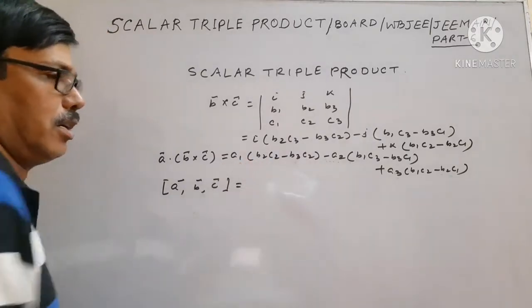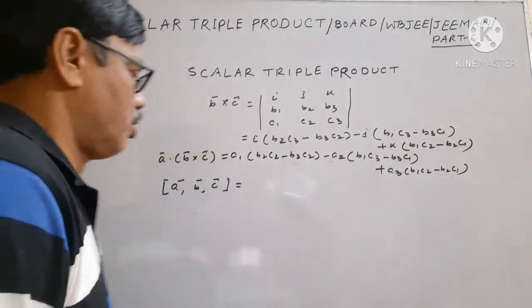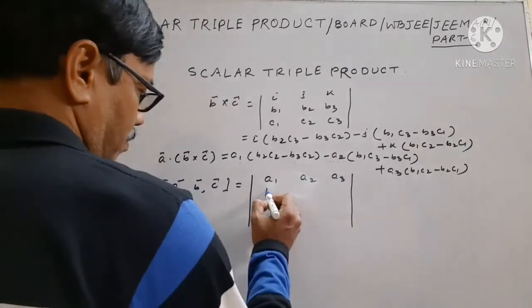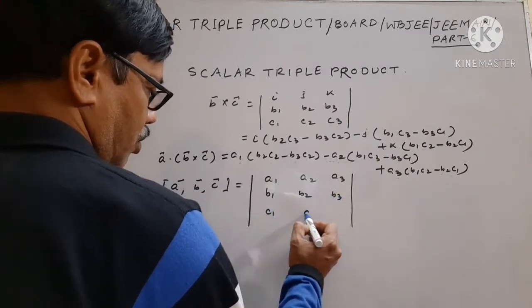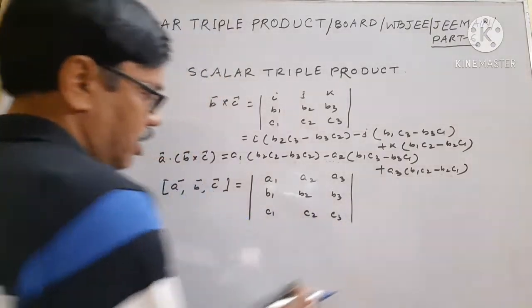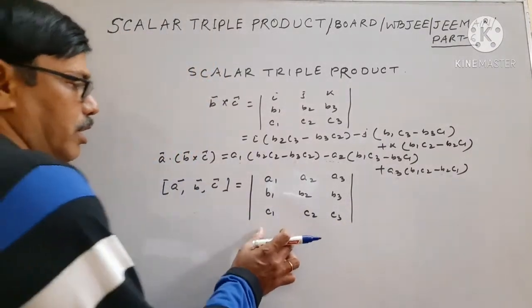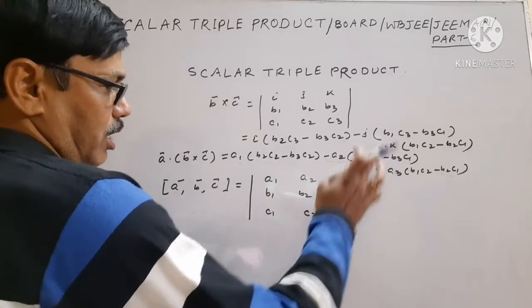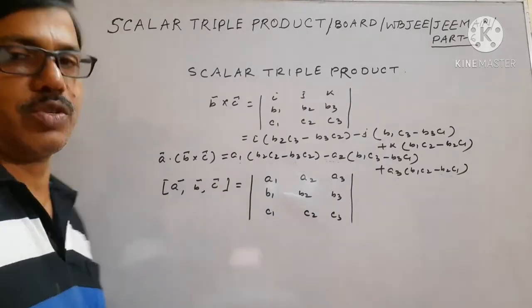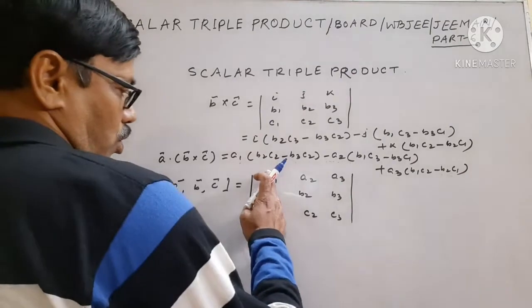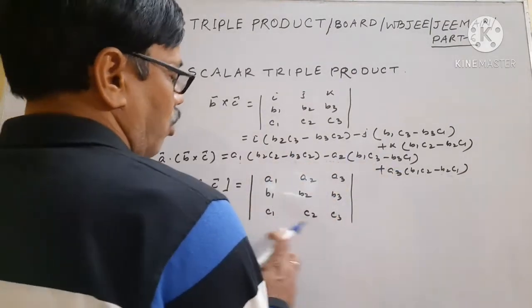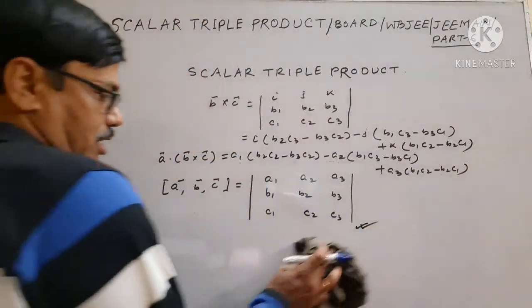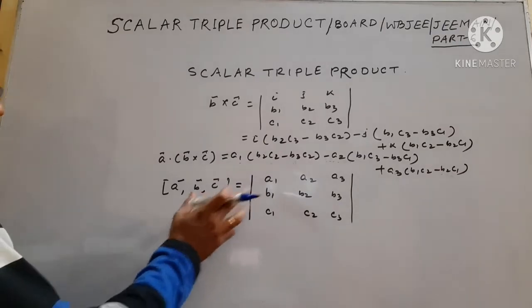This result is not easy to remember. So we write it in determinant form: A1, A2, A3, B1, B2, B3, C1, C2, C3. You know how to expand a determinant. If we expand, we get A1 into B2 C3 minus this, minus A2 into B1 C3, plus A3 into this. So box ABC equals the determinant of the components of A vector, components of B vector, and components of C vector. So this is the basic result, the most important result: box ABC equals this one.